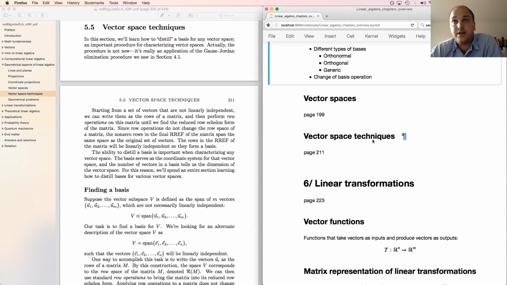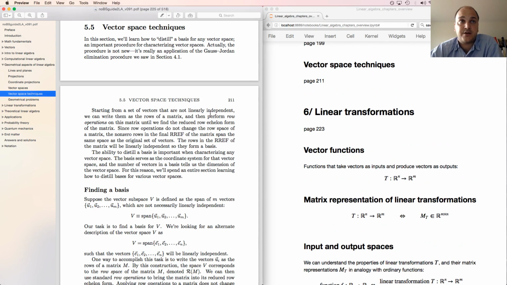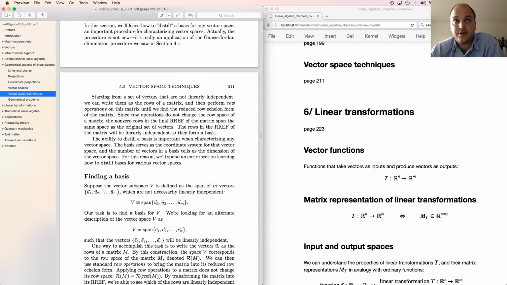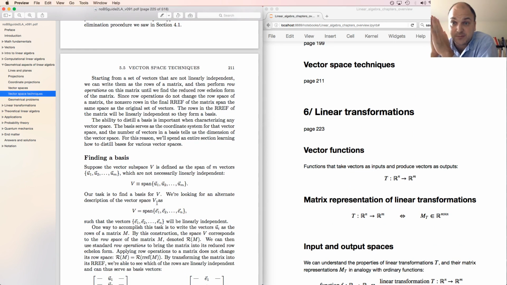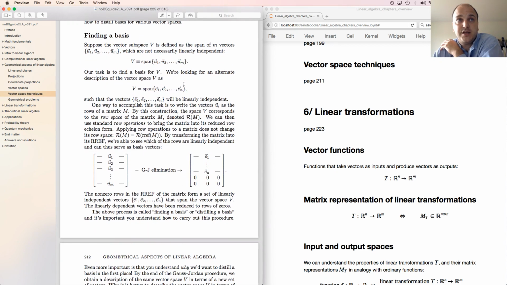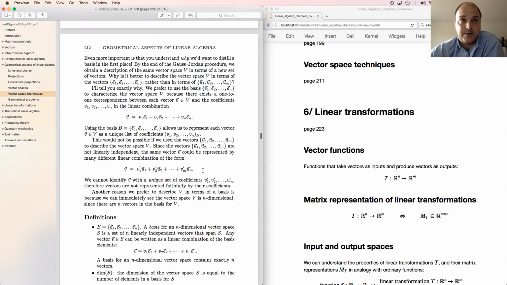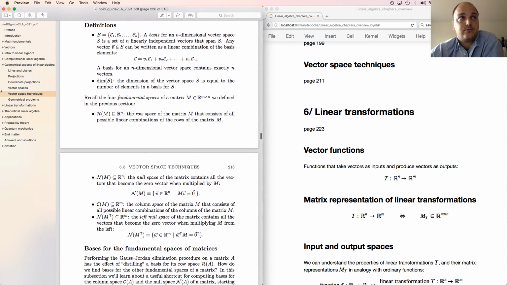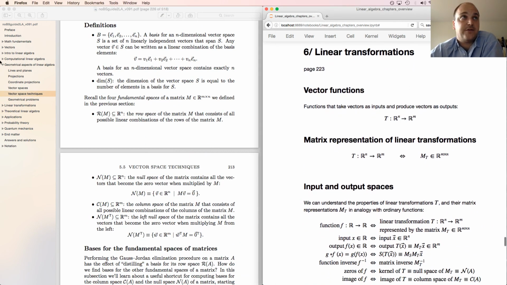Another topic is how to find a basis. When you talk about vector spaces, it's really important to have a basis for them. I could give you just some random vectors and ask, hey, is this a basis? That's what section 5.5 is about: again leveraging the Gauss-Jordan elimination procedure you learned in chapter 4, you can do some useful calculations and find a basis for any vector space. That's an important technique going forward. And this concludes chapter 5.